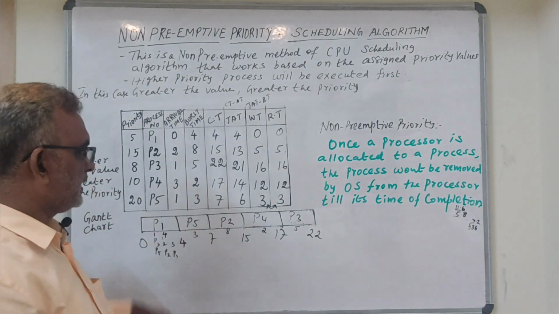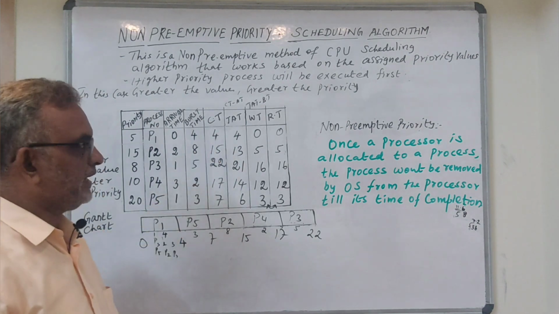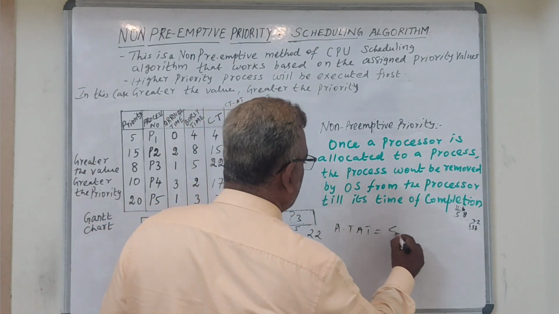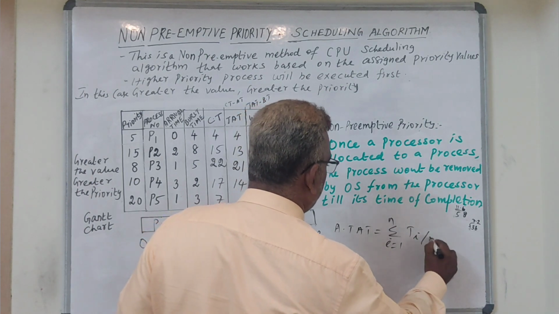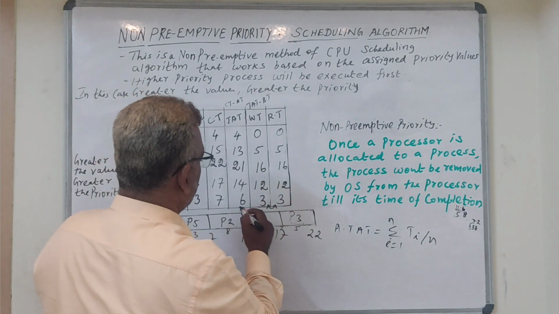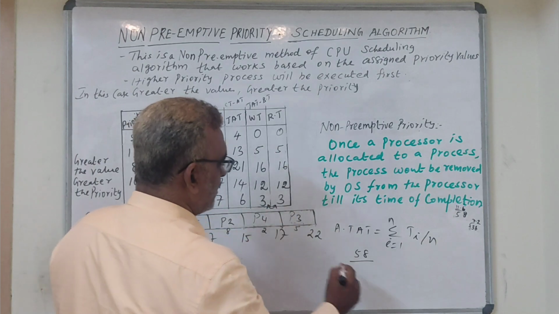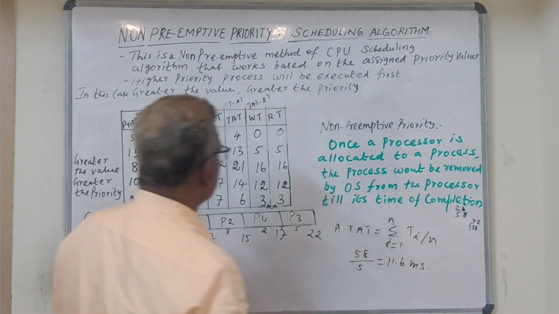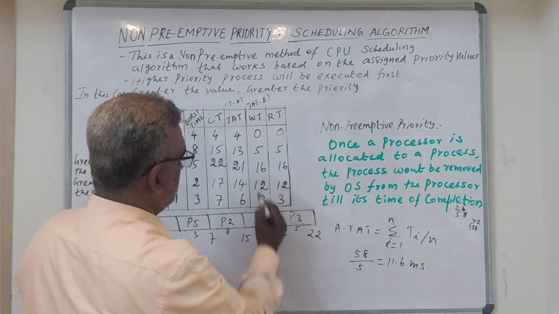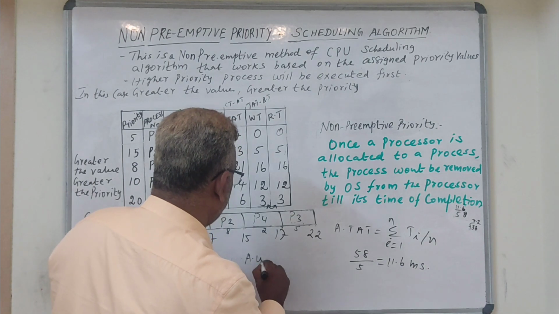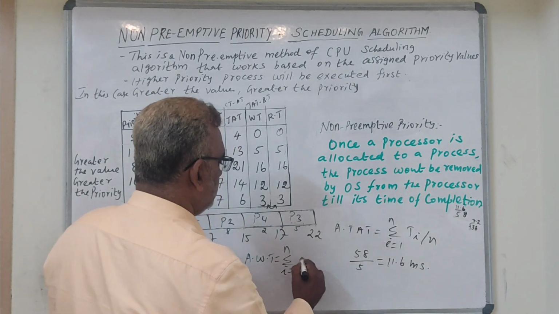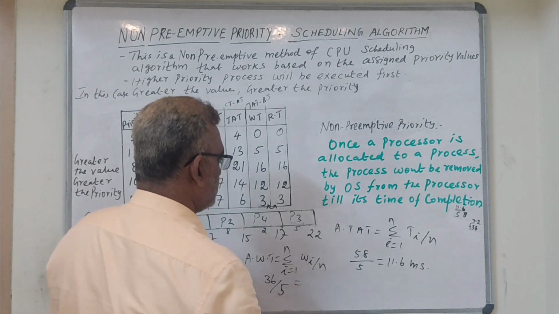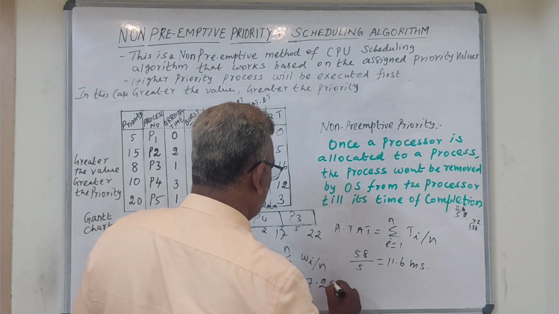From this table we can now calculate the average turnaround time and average waiting time. The average turnaround time is the sum from i equals 1 to n of Ti divided by n. The total value is 58, divided by the number of processes, n, which is 5. So it is equal to 11.6 milliseconds. Similarly, the average waiting time is the sum from i equals 1 to n of Wi divided by n. The total is 36, so 36 divided by 5 is equal to 7.2 milliseconds.